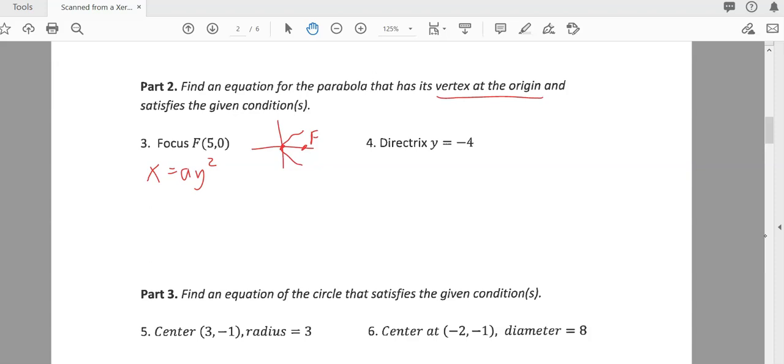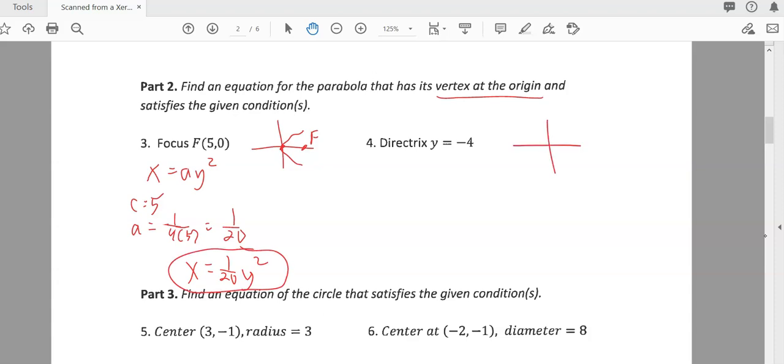So that distance of C, so C is equal to +5. So C equals +5. So A equals 1 over 4 times C. So 1/20. So my equation would be x equals 1/20 y squared.